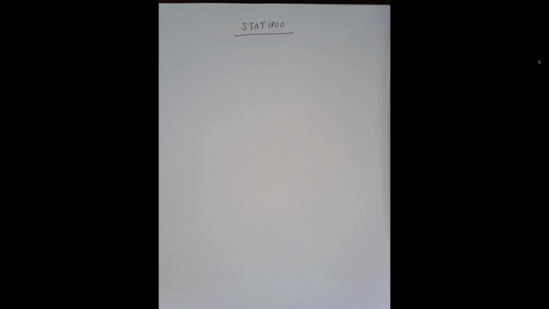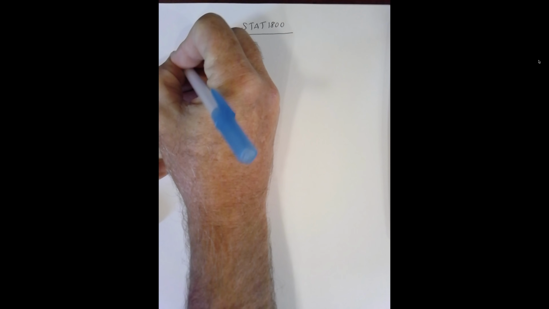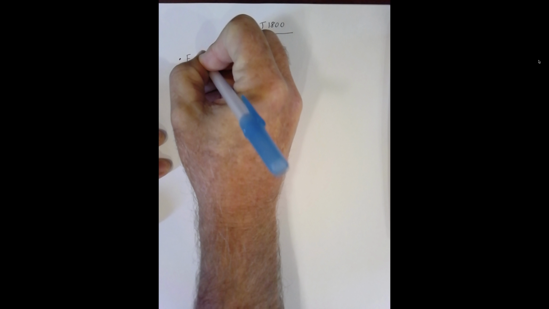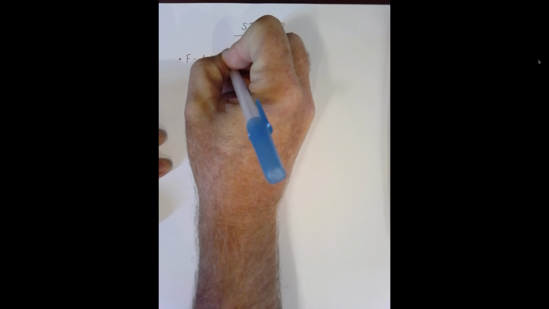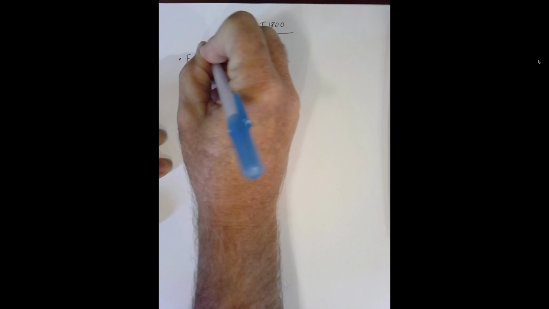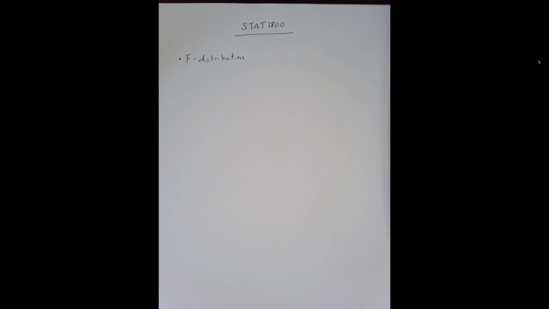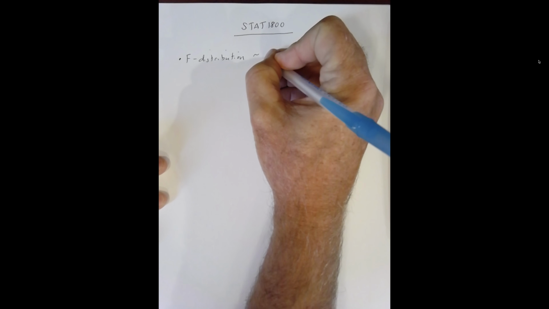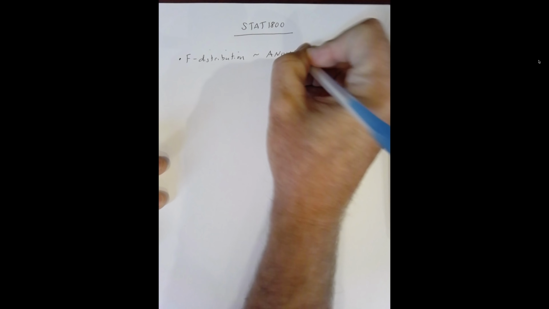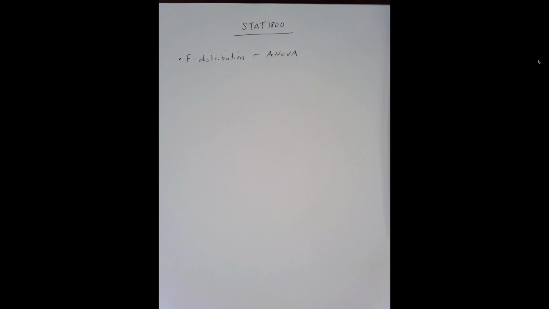Hey guys, STAT1800. The purpose of this video is ultimately to introduce you to the F distribution. And the F distribution is kind of unique. We've looked so far at the T distribution and the Z distribution. The F distribution models our ANOVA decisions. And it reminds you a lot of the chi-square distribution, which we'll use later on in the term.